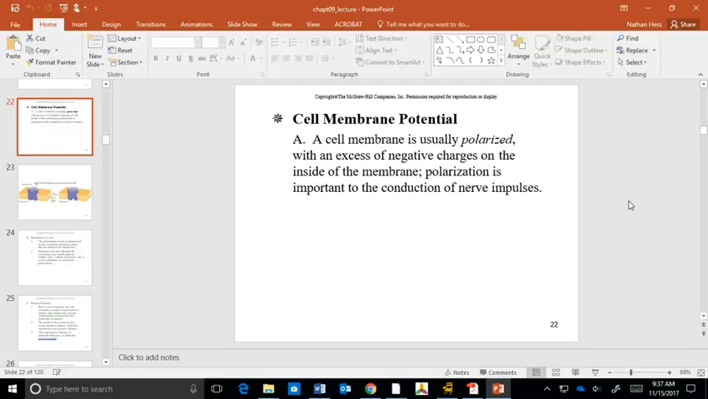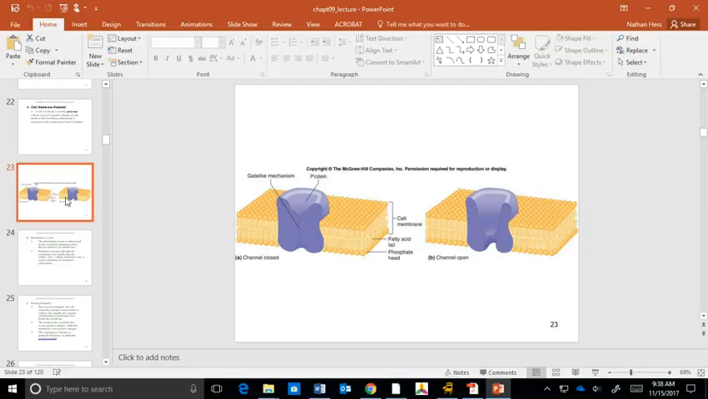So there's poles, right? Think of our planet, North Pole, South Pole, right? Think of a battery, positive pole, negative pole. It's the same kind of thing. There's polarization there. And we've got negative charge on the inside of this nerve. And it is that polarization that helps us with this conduction.